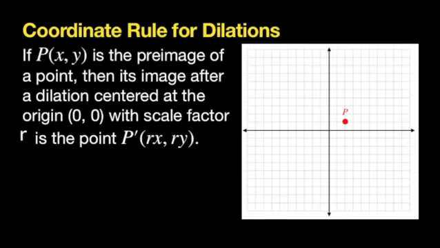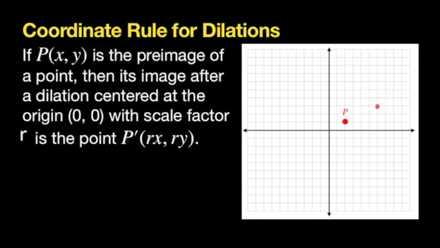Now we're going to be dealing with the coordinate rule for dilation. If P is a point in our coordinate plane, like right here, and we have the coordinates of that point P as x, y, that's going to be our original point. Then the image, P prime, is going to be our scale factor R times x and our scale factor R times y.